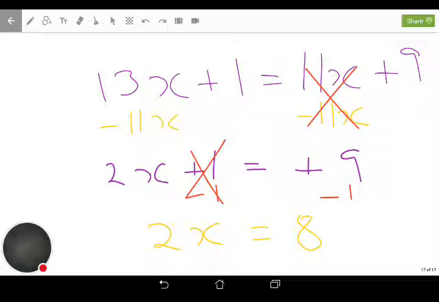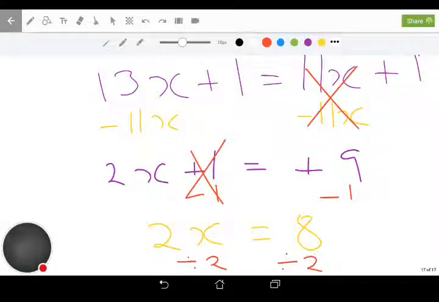Now remember when we said 2x just means 2 times x. So to get x on its own, we need to divide both sides by 2. 2x, well, 2 divided by 2 leaves you with just 1, which is x, and 8 divided by 2 is 4. So the answer that we're left with is x equals 4.